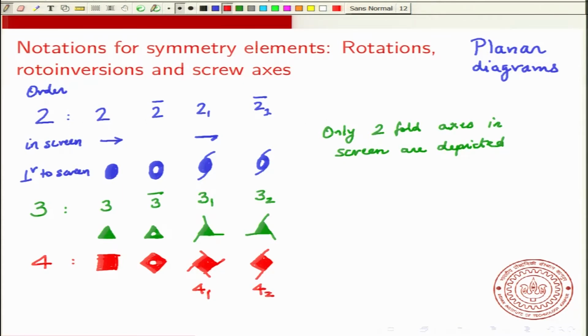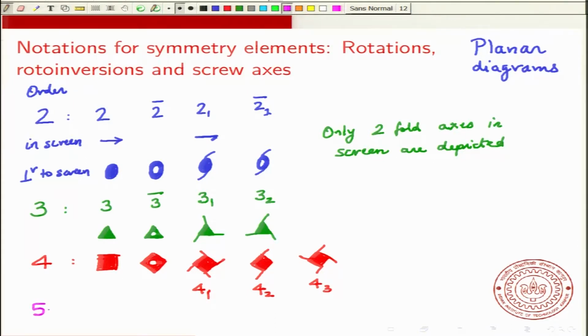So, 4 sub 1, 4 sub 2, and if you want to show 4 sub 3, we use the fact that it is like a 4 sub 1, but the lines are drawn in the opposite direction, in the perpendicular directions. And similarly, if you have a 4 sub 3 with an inversion, then there will be an empty circle in the middle.